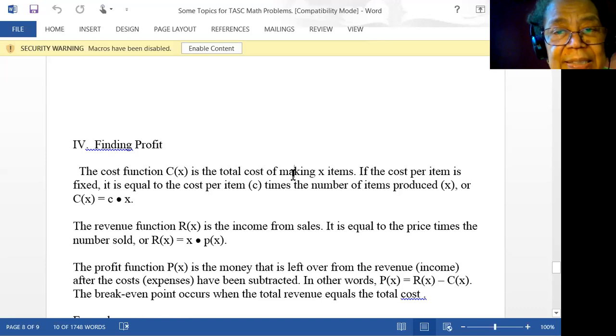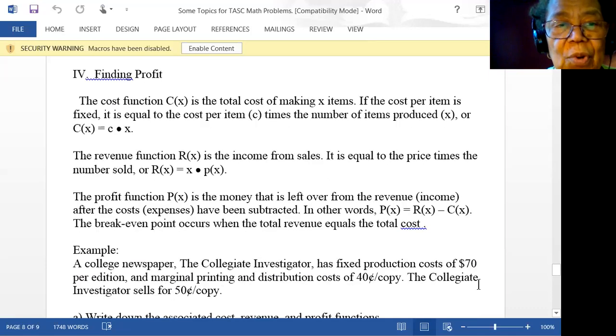That's the price times the number sold. That's the price you're selling the item at times the number of items you sold. And the profit is what is left over from the revenue, the income, after the costs have been subtracted. Right here, profit of X items would be the revenue of X items minus the cost of X items. Now, when the total revenue equals the total cost, we call that a break-even point.